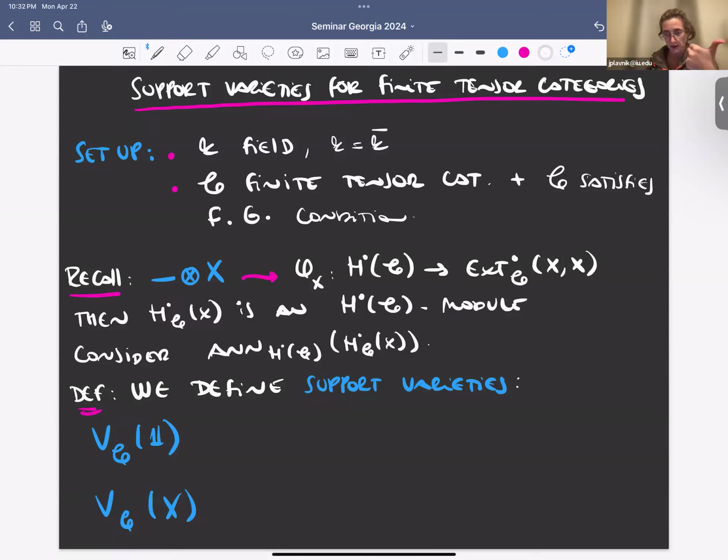So the cohomology is finitely generated as an algebra, and the self-extensions of X are finitely generated as modules over the cohomology, for any X. Again, another disclaimer here, this is not really a condition that is needed for defining the support or for the most basic properties. But if you want to get really nice homological information, you usually need to have this finite generation.